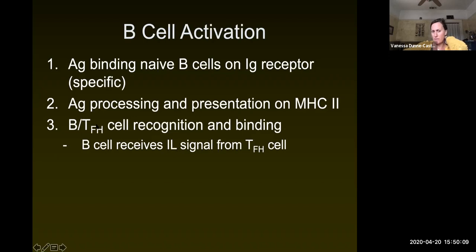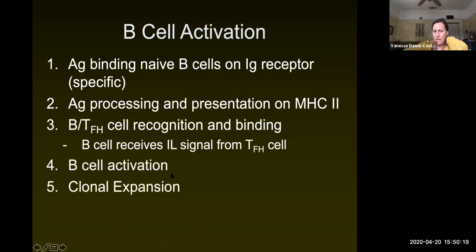So if interleukin 4 is released by the T follicular helper cell, that B cell will then receive that signal and undergo clonal expansion. And I would actually argue that activation goes up here, sorry. This is an older slide. Let me put activation. B cell activation is actually when it comes in contact with antigen, it's been activated. And then clonal expansion is definitely what happens from that interleukin signal.